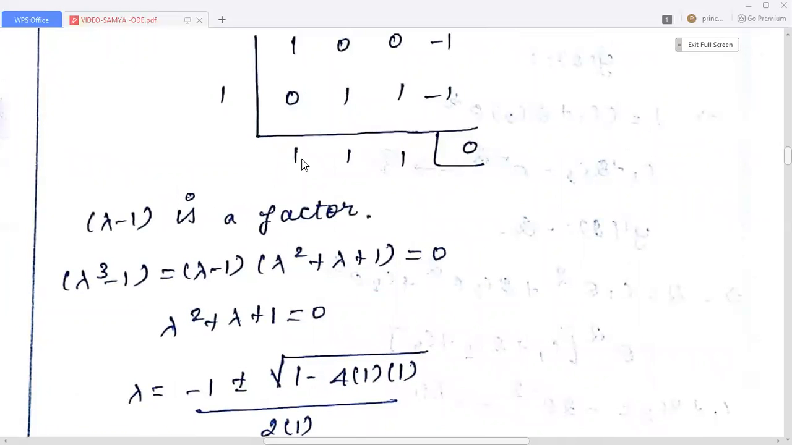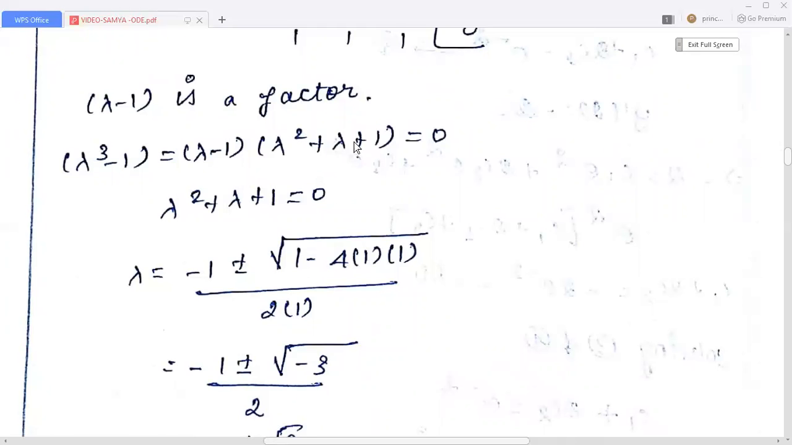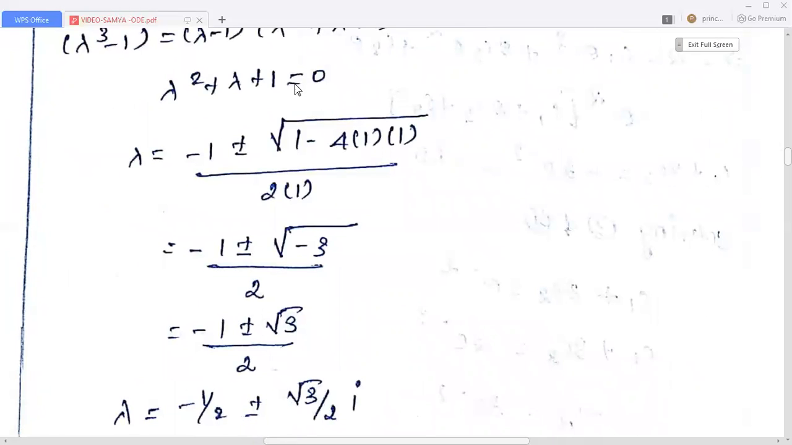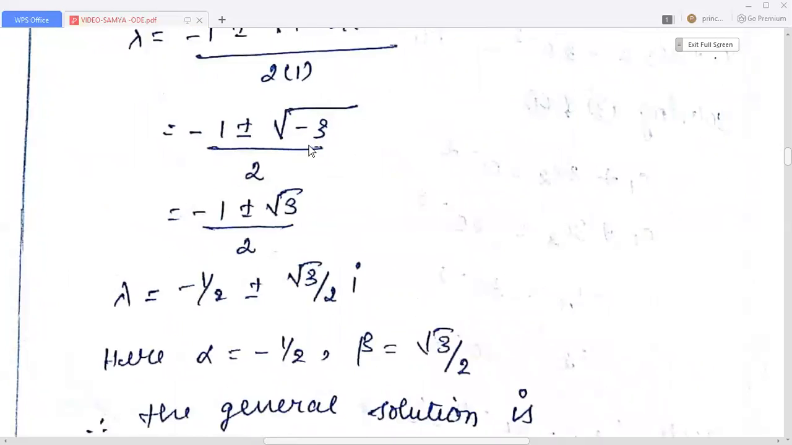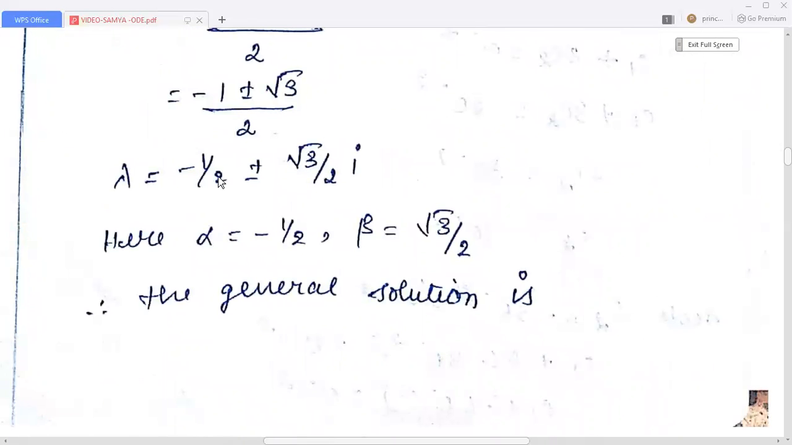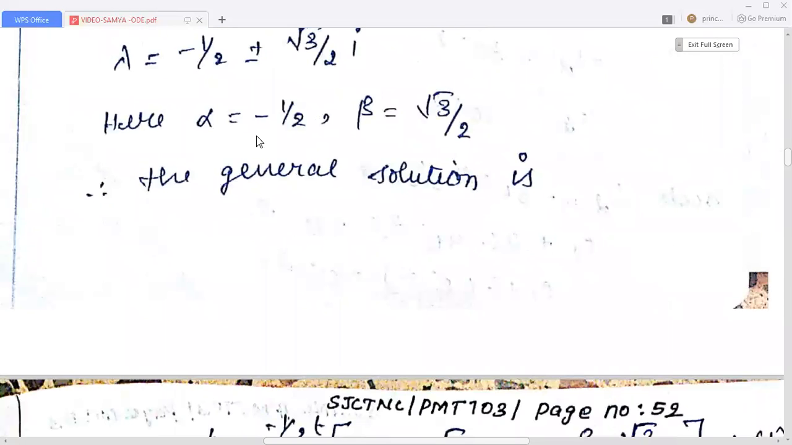So these coefficients 1, 1, 1 can be used for forming the quadratic equation lambda square plus lambda plus 1 equal to 0. When you solve this quadratic equation using the formula, we get lambda equal to minus 1 by 2 plus or minus root 3 by 2 into i. Here alpha is minus 1 by 2, beta is root 3 by 2.